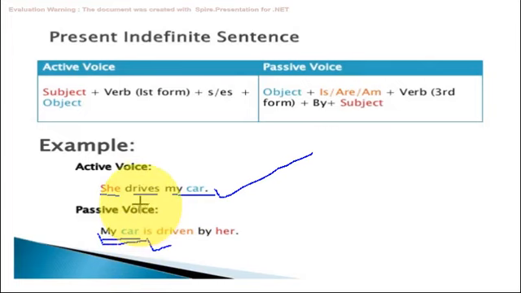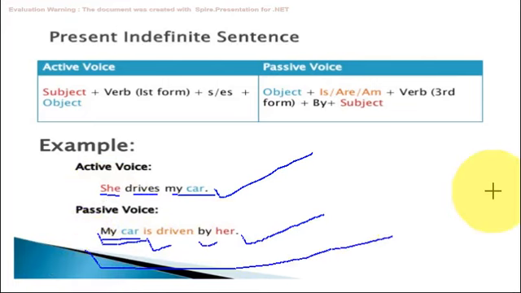Then use the third form of verb: drives, drove, driven. We use driven. And then our next rule says use by to show agent. Then we have used by here. And then she is coming at the place of object, and therefore we used this pronoun she in objective case. What is the objective case of she? She becomes her here. And now your passive sentence is ready here.